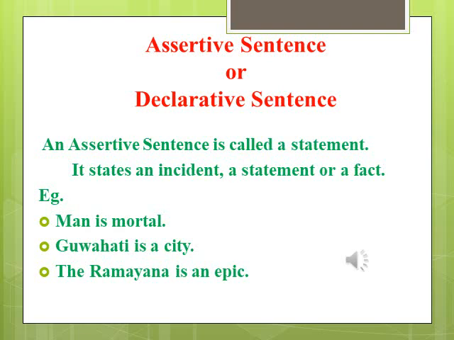Assertive sentences are also called declarative sentences. Now, what is an assertive sentence? Assertive sentences are those sentences which state an incident, a statement, or a fact. So, they are also called statements. Example, man is mortal. Guwahati is a city. The Ramayana is an epic. So these sentences state an incident, a statement, or a fact. So these kinds of sentences are called assertive sentences or declarative sentences.